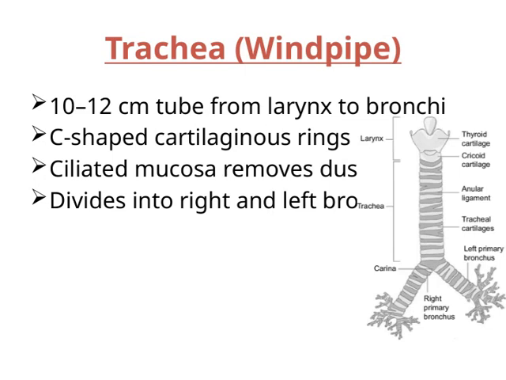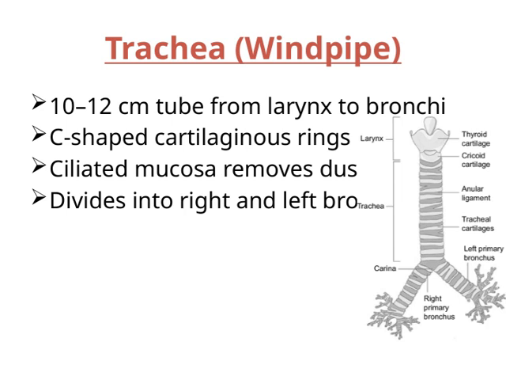Let's take a closer look at the trachea, which is often called the windpipe. It's about 10 to 12 centimeters long, connecting the larynx to the bronchi. The trachea is supported by C-shaped cartilaginous rings that help keep it open and maintain its structure, allowing air to pass through easily. These rings are flexible but sturdy, which is essential for proper airflow.